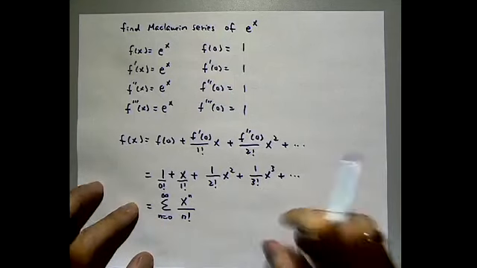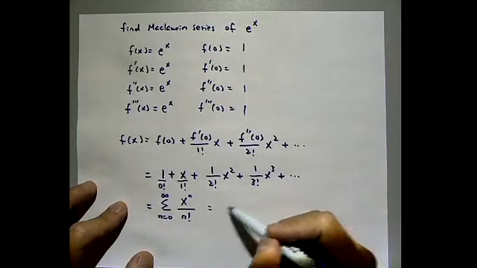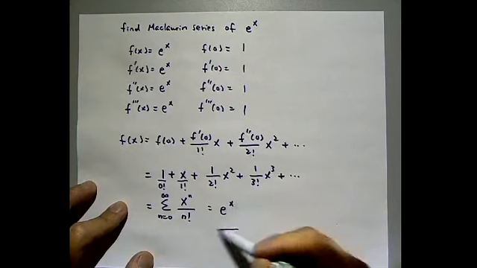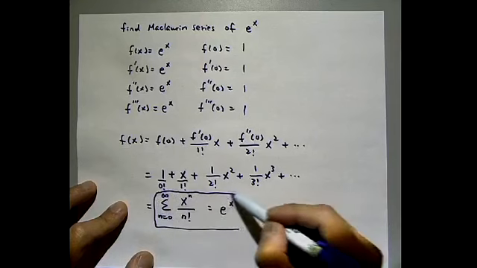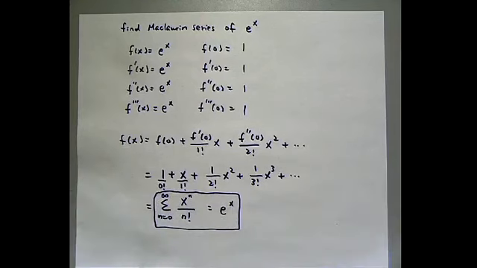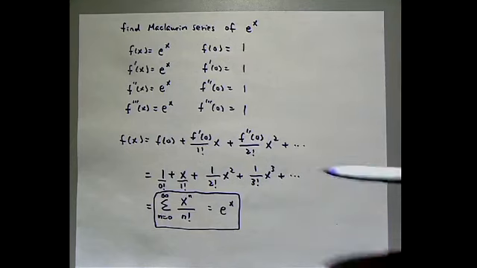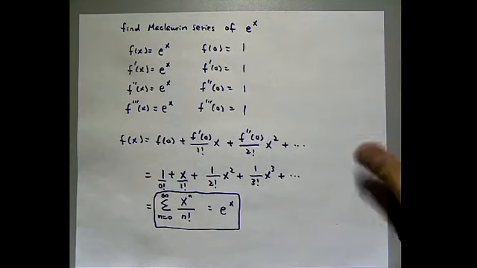So there's the Maclaurin series for e to the x. Okay? It's a very nice and very simple series, x to the n over n factorial. Okay, let's try something else.